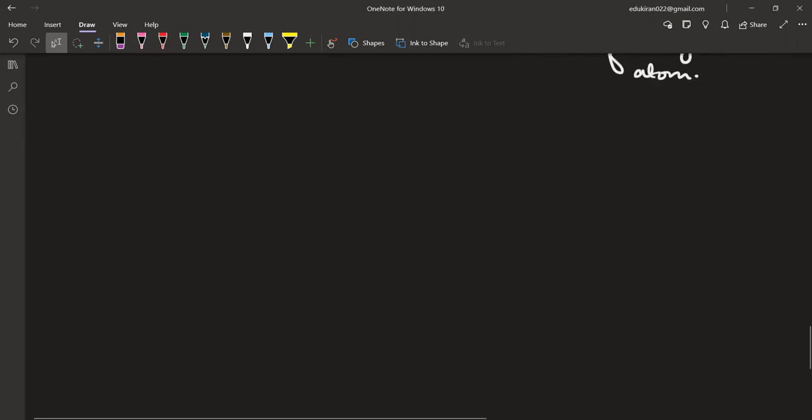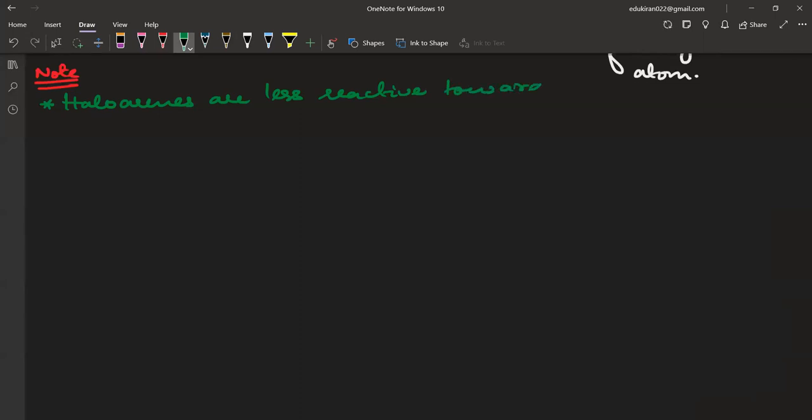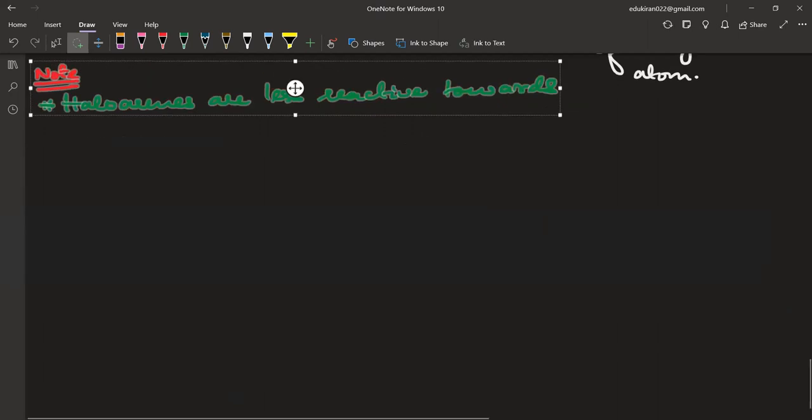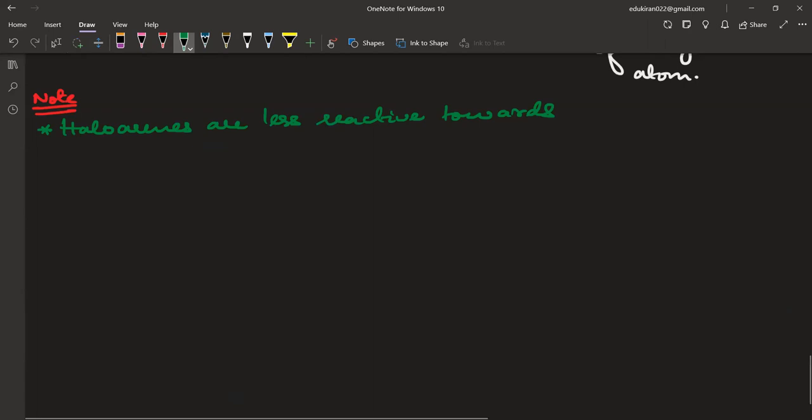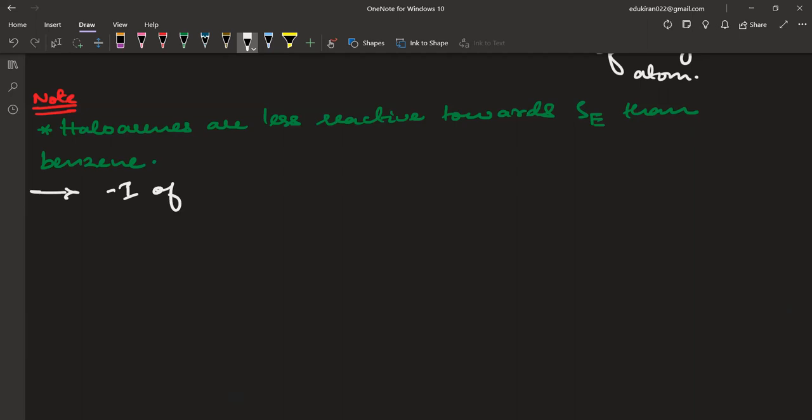Now, there are a few questions that can be asked from this. Write note. The first thing you will write: haloarenes are less reactive towards SE, electrophilic substitution, than benzene. You will be asked why. So what you are going to write? First thing you will write: minus I of halogen is more powerful than resonance.